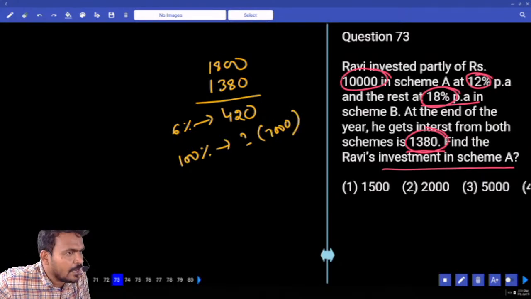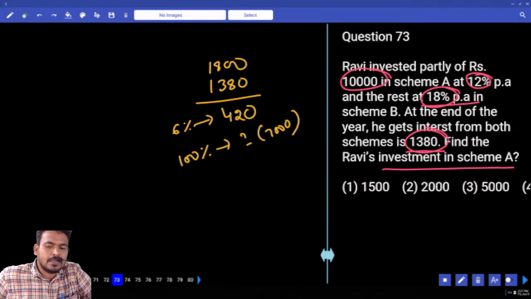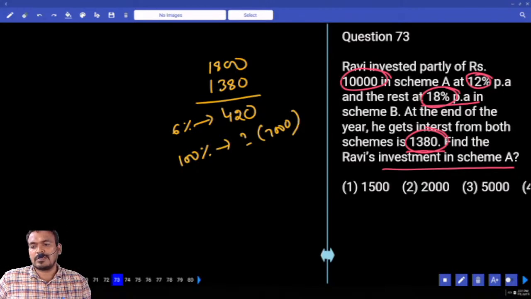If we calculate 18%, we get 1800 interest. Compared to 1800, 1380, how much value is less? 420. But percentage-wise, how much percent less are we getting? 6%. 6% equals how much? 420. The difference between 12 and 18? 6. That 6% value is 420, then 100% value is 7,000.